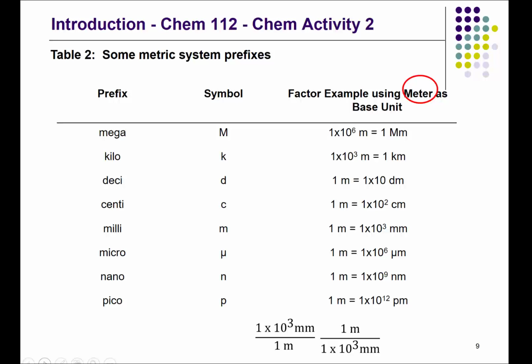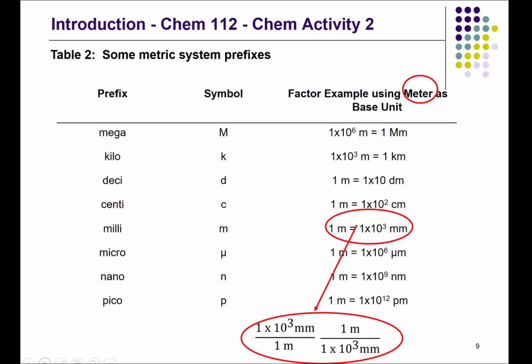To highlight this, let's look at the example of 1 meter is equal to 1 times 10 to the 3 millimeters. This relationship can actually be thought of as two different conversion factors, depending on the kind of calculation you're trying to do. That is, are you trying to convert from meters to millimeters, or are you trying to convert millimeters to meters? The type of conversion you're trying to do will define which particular form of the conversion factor that you need to use.